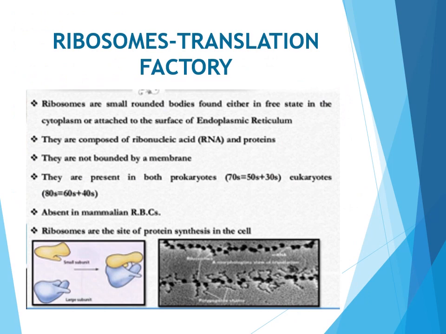Next, ribosomes. Ribosomes, they are not bound by any membrane. They are present in both prokaryotes and eukaryotes, but their nature is different in both. In prokaryotes, they are of 70S type, and in eukaryotes, they are of 80S type. They are made up of RNA and proteins. The main function is they are the protein factories of the cell. They help in synthesis of proteins.